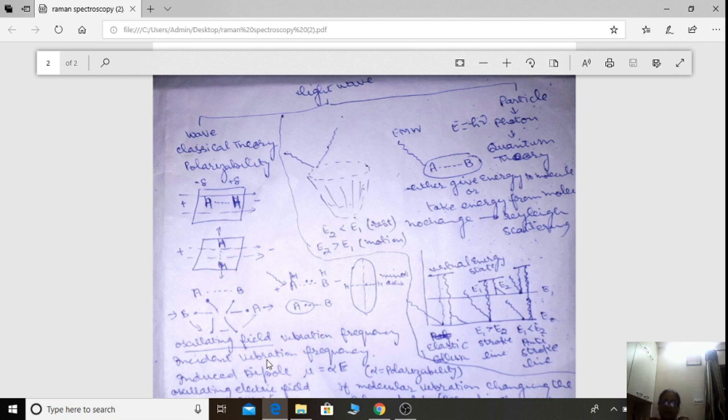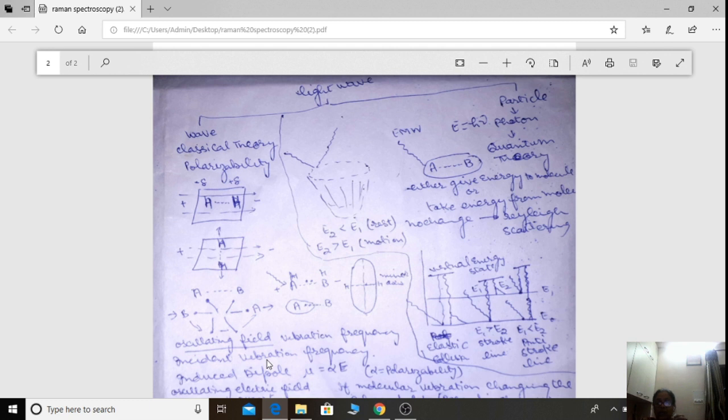In this type of scattering, there is no gain in energy or loss in energy. The energy remains the same. Such type of collision is called elastic collision, and this is called Rayleigh scattering.